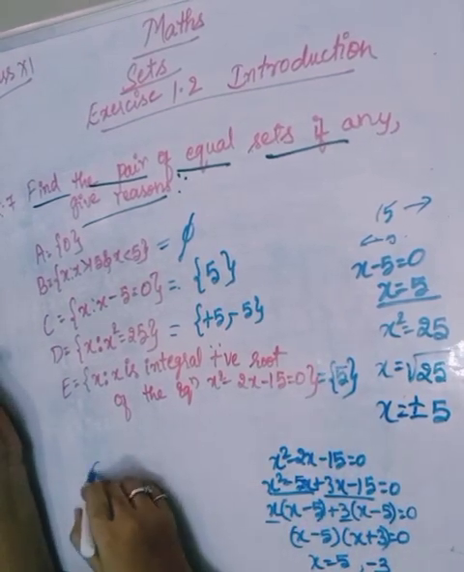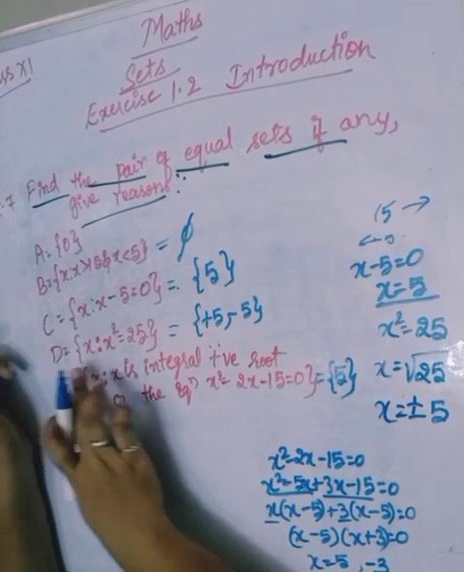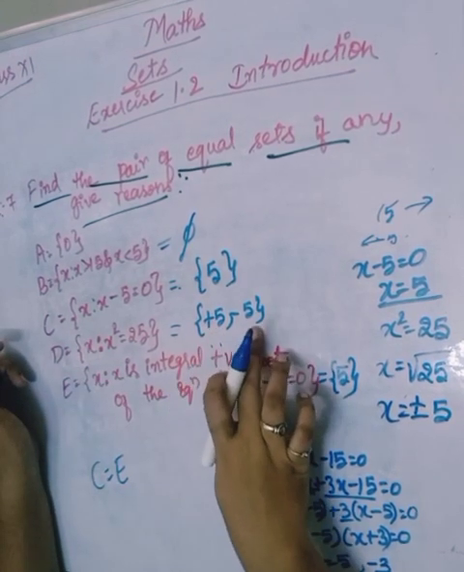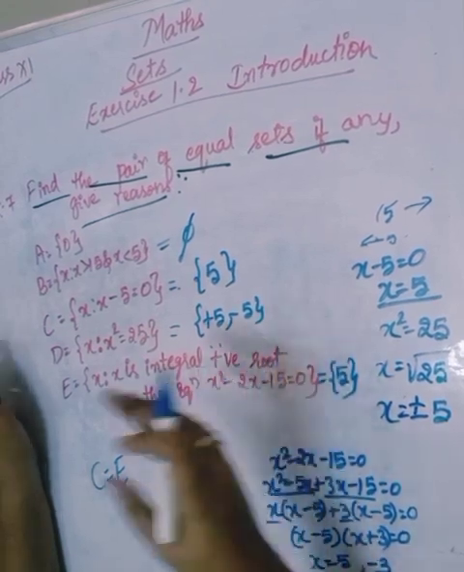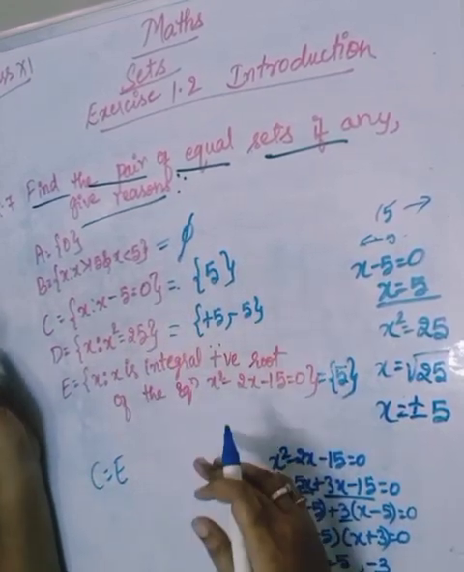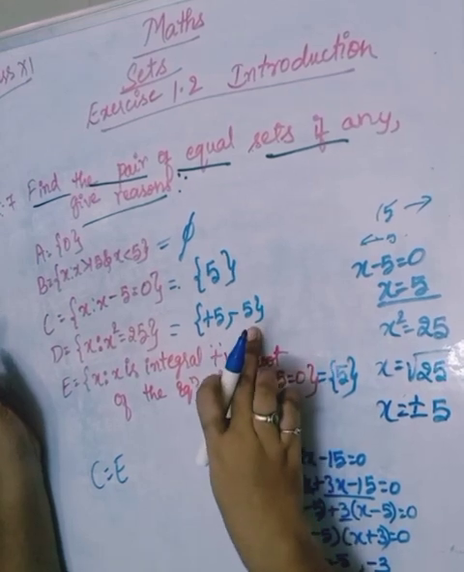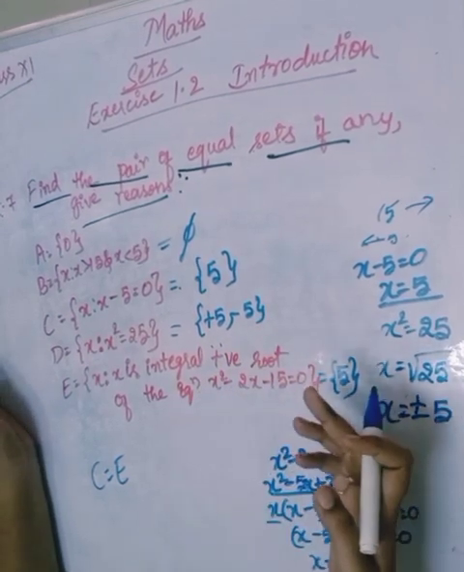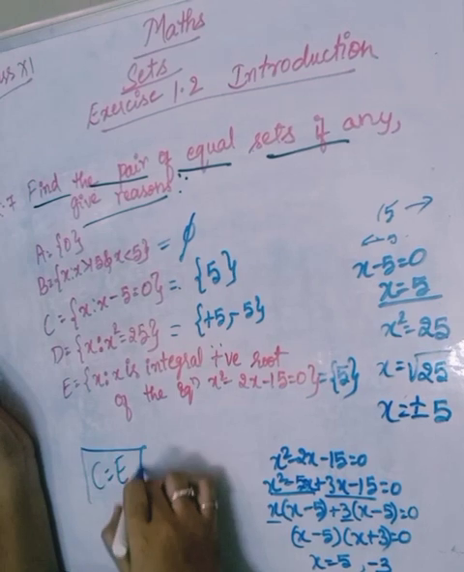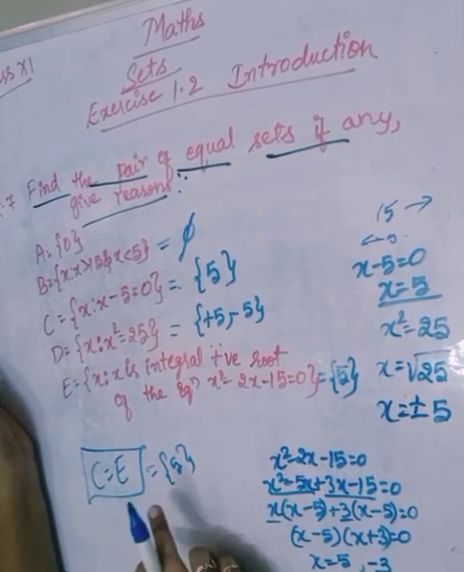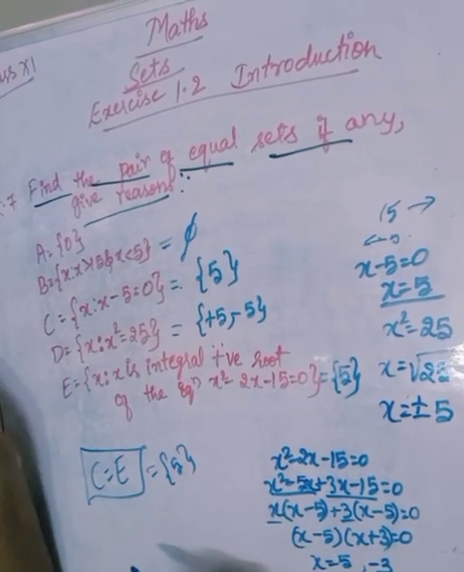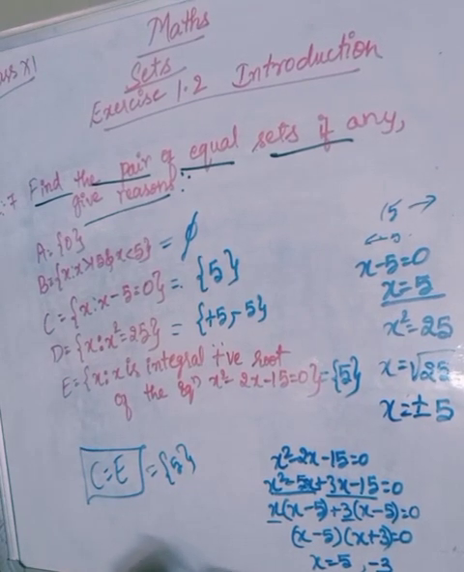So therefore we can write C equals E. D we can also check, we have plus 5 and minus 5, but we don't have only 5. I already said if it's an equal set, it means equal elements need to be there. But here we have one extra, that is minus 5, so we can't take it into account. So therefore, C equals E, because both have a singleton element, 5. So therefore we can say this is an equal set.